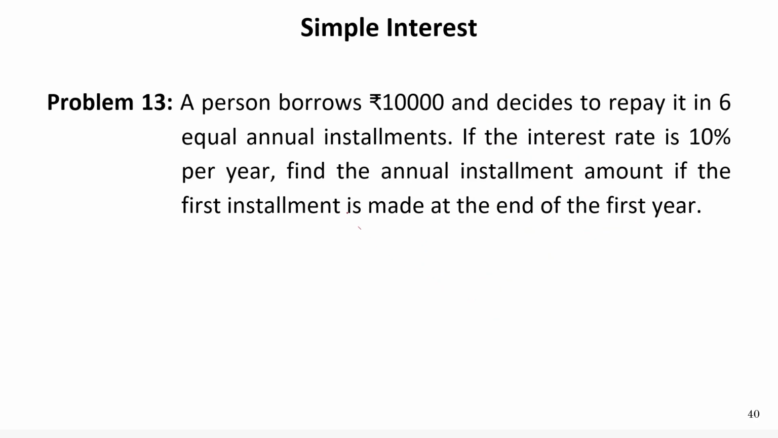Okay. So let's see problem number 13. A person borrows 10,000 and decides to repay it in 6 equal annual installments. So if the interest rate is 10% per year, find the annual installment amount if the first installment is made at the end of the first year.